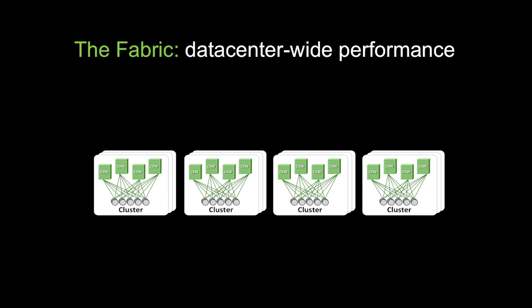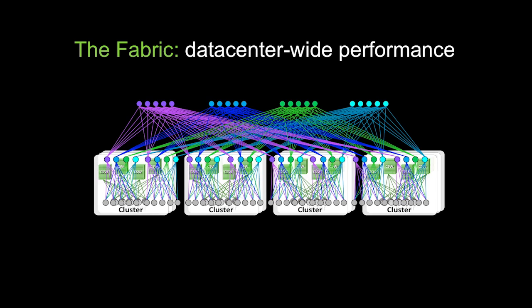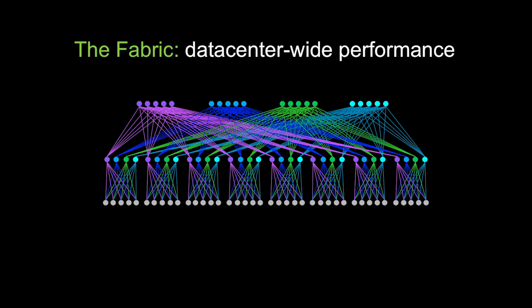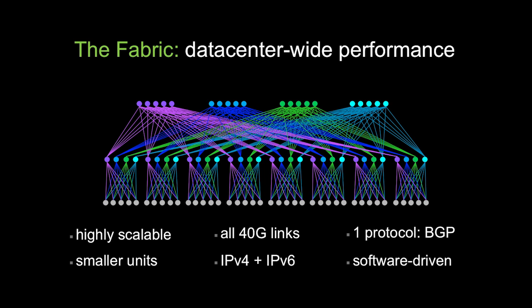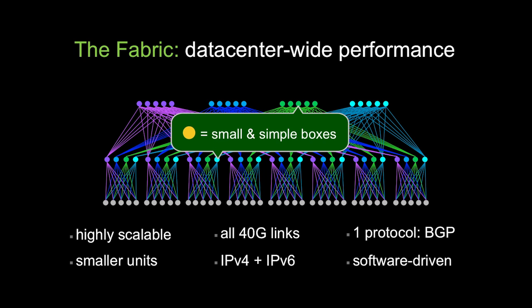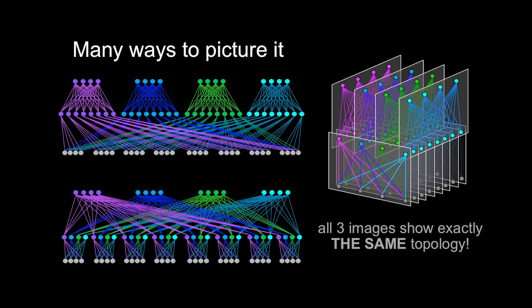To lift these limits, we redesigned our network as a building-wide, one high-performance fabric. It's a very highly scalable network with much simpler components. Each dot on this diagram is a small and simple network box, much simpler than a large cluster switch before. There are many ways to picture it. All images here show exactly the same topology, just rearrangement of dots, but in reality, it's impossible to picture it to our actual scale. That becomes just a blur of lines.